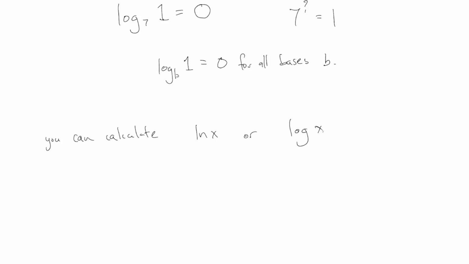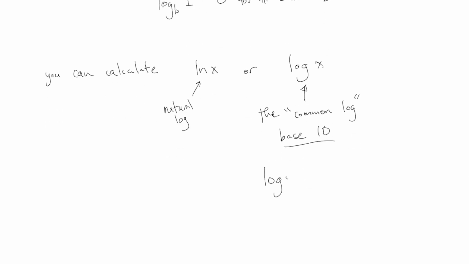And when you see that log with no little number, this of course is the natural log, which we've talked at length about. This one is sometimes called the common log. This is the base 10. So when you see log with no little number down there, what that means is log with base 10. So log x, when you see log written without a little number, this always means log with base 10 of x.